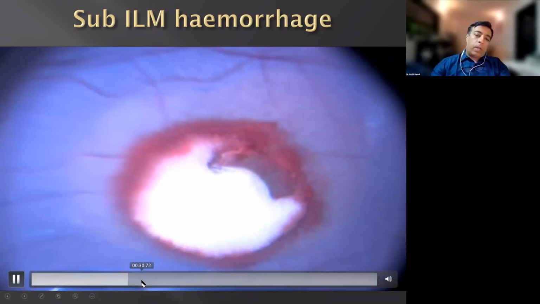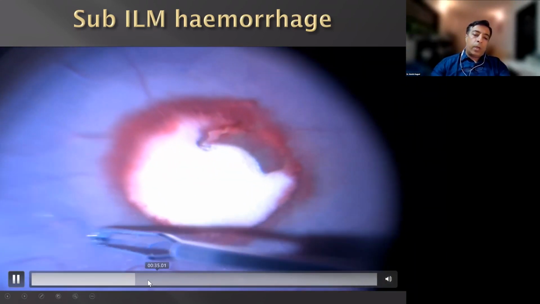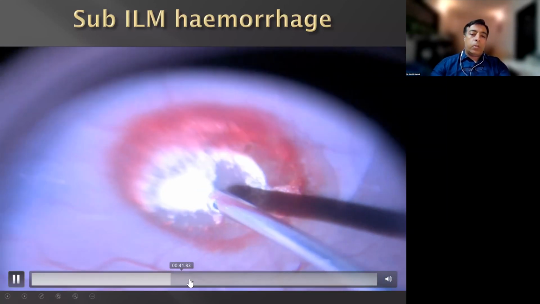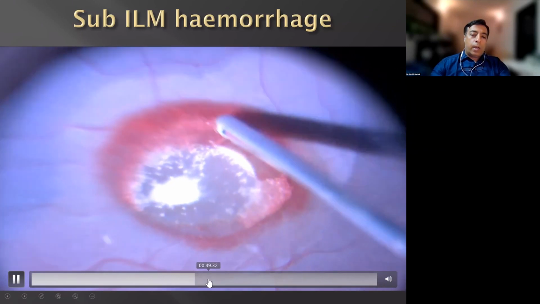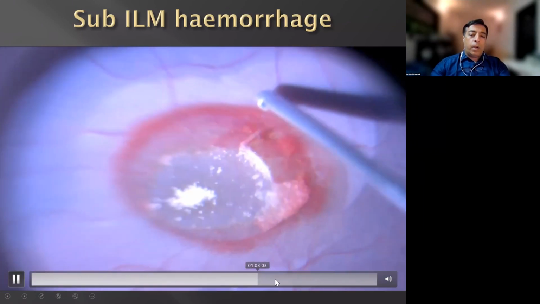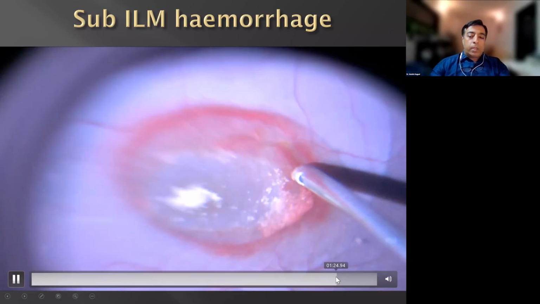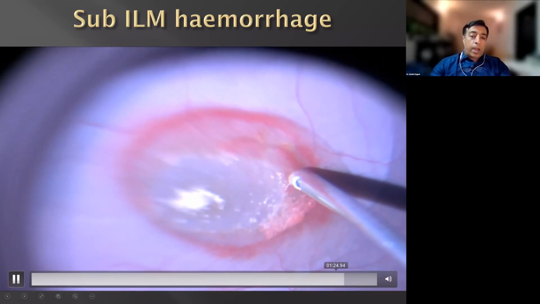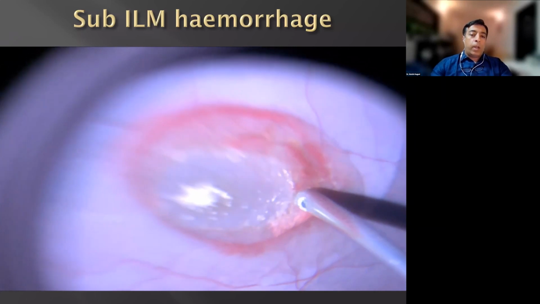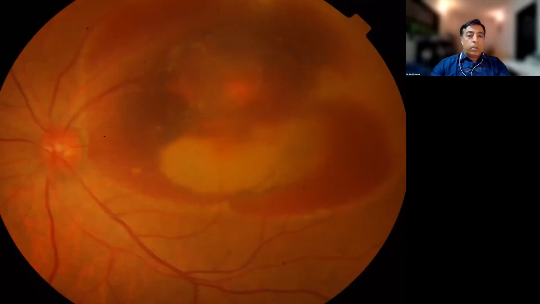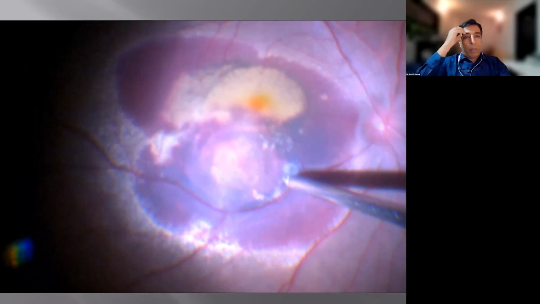Once you have created this opening, you can gradually go and aspirate it with the cutter or any other instrument of your choice, and gradually that whole area will clear up. And again, these patients do quite well because they don't have an inherent pathology on the macula. It's just that the blood lying over it causes the whole situation to be a problem.